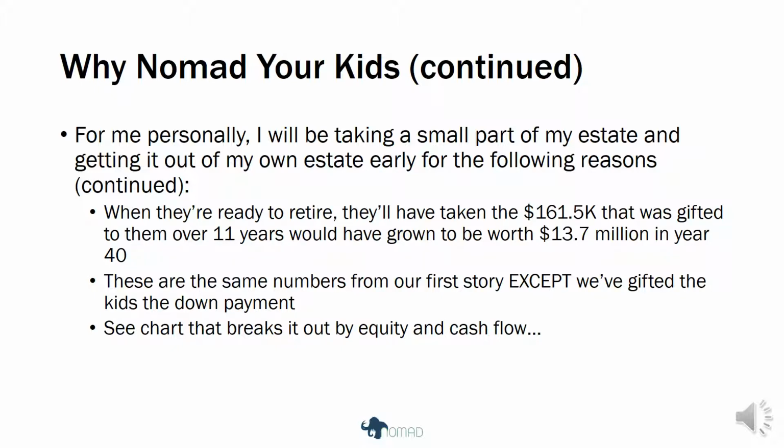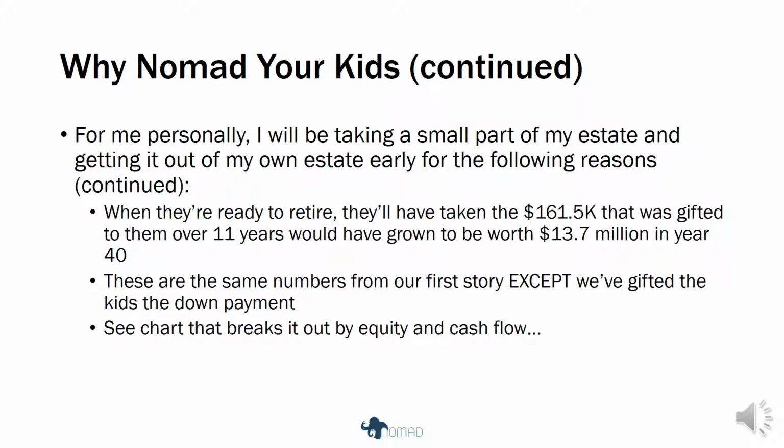So continuing on. So when you're ready to retire, they'll have taken the $161,500 that was gifted to them over 11 years, and that would have grown to be $13.7 million in year 40. So basically, you're going to gift your kids $13.7 million by having them do Nomad for the first 10 years. They're going to move into properties, and you're going to help educate them. These are the numbers from this first story, the same numbers, except the difference is we've gifted the down payment money to our kids over time.